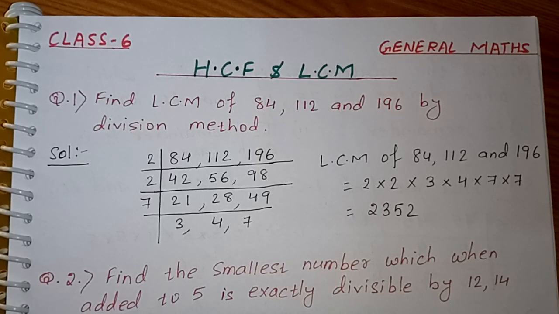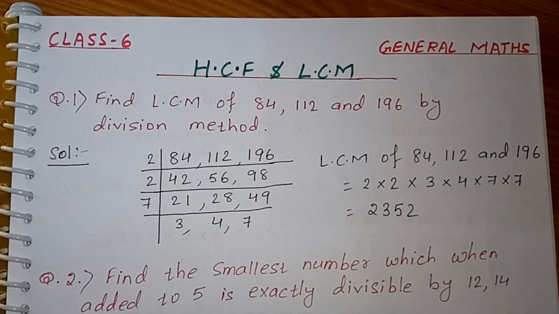What is LCM? A least common multiple. LCM, least common multiple. It is the smallest number that is divisible by the given numbers exactly. So there are three methods to find out LCM. What are they? Common multiple method, prime factorization method and division method. All the three methods one by one we discussed already. So today we are going to do some sums on LCM. Okay, so let's start today's class.